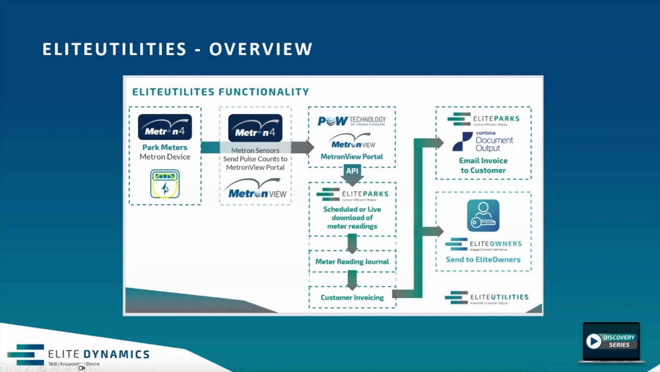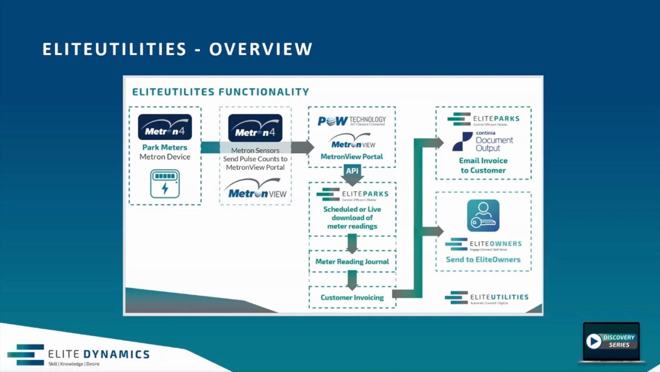The meters will then be connected to the Metron View portal, where it would send and store all the data to them. We pull the data down into EliteParks on a scheduled or live download option. We then do a meter reading journal and then the customer invoicing, and we can send that through to continued document output or Elite owners.